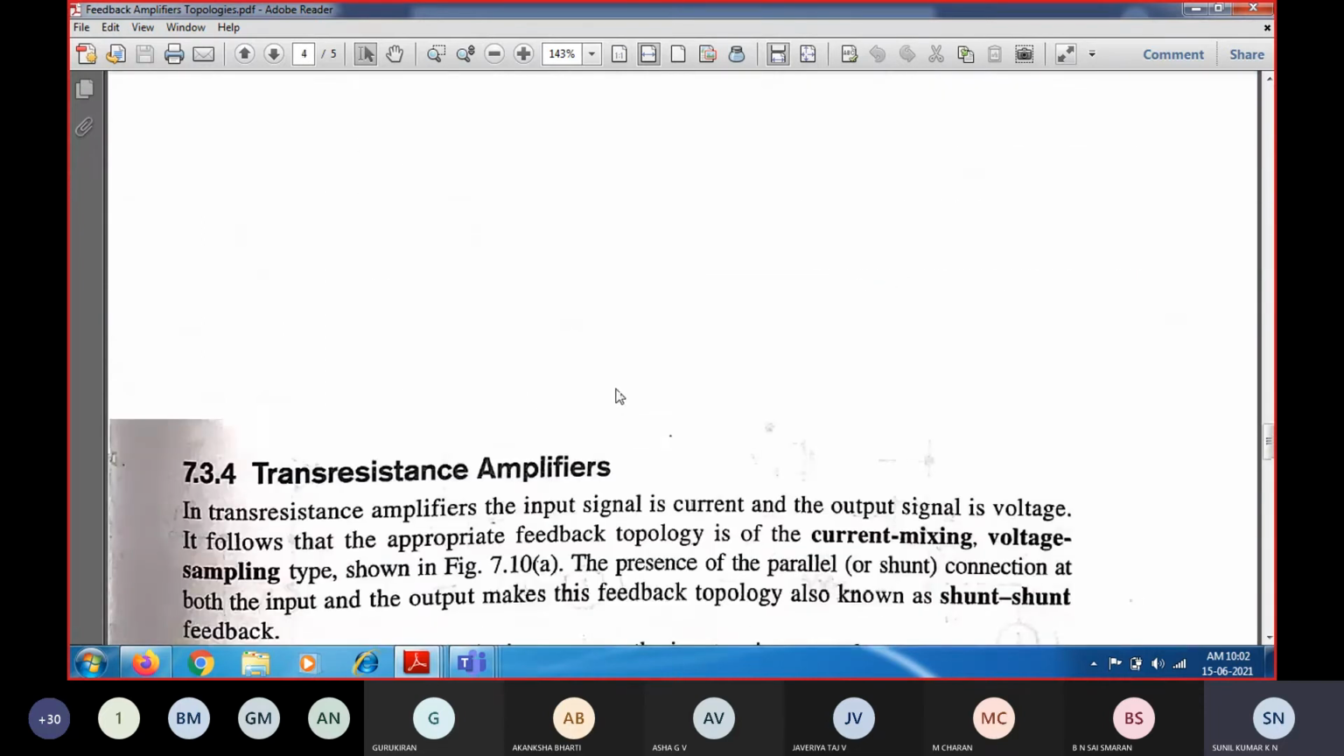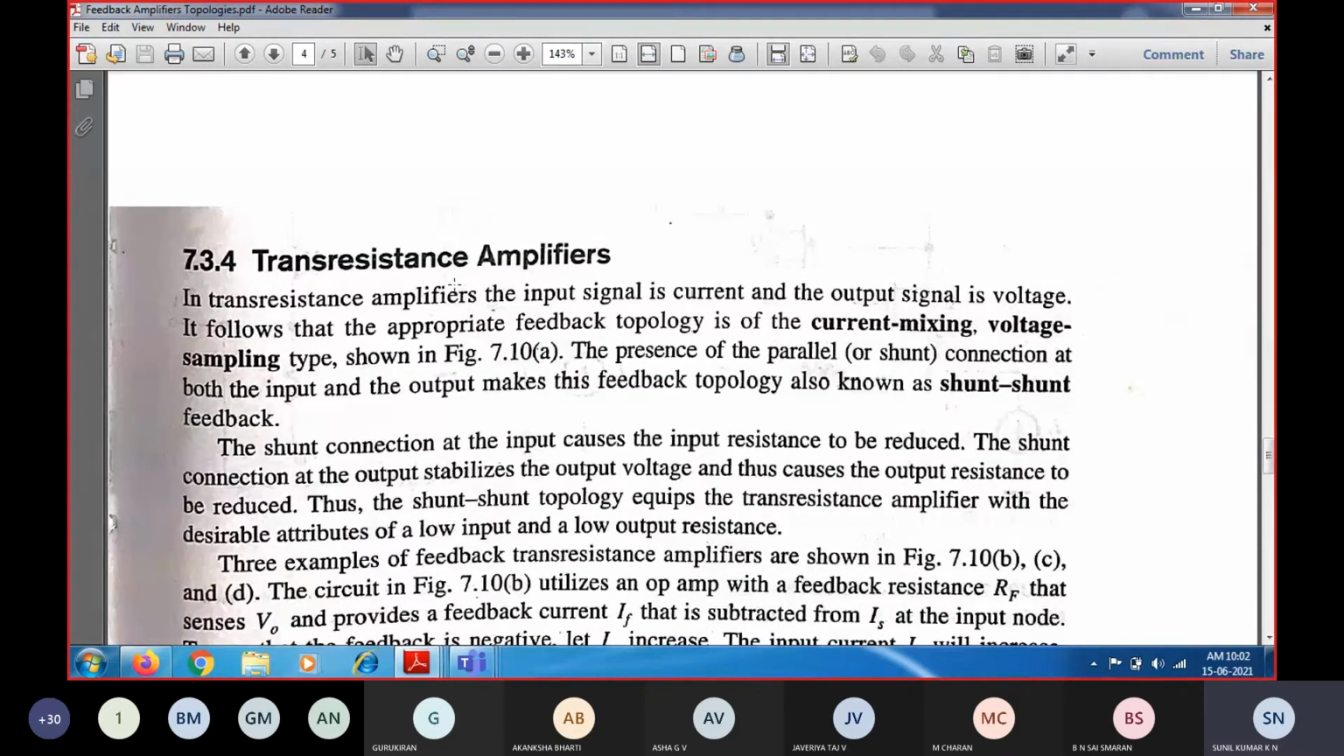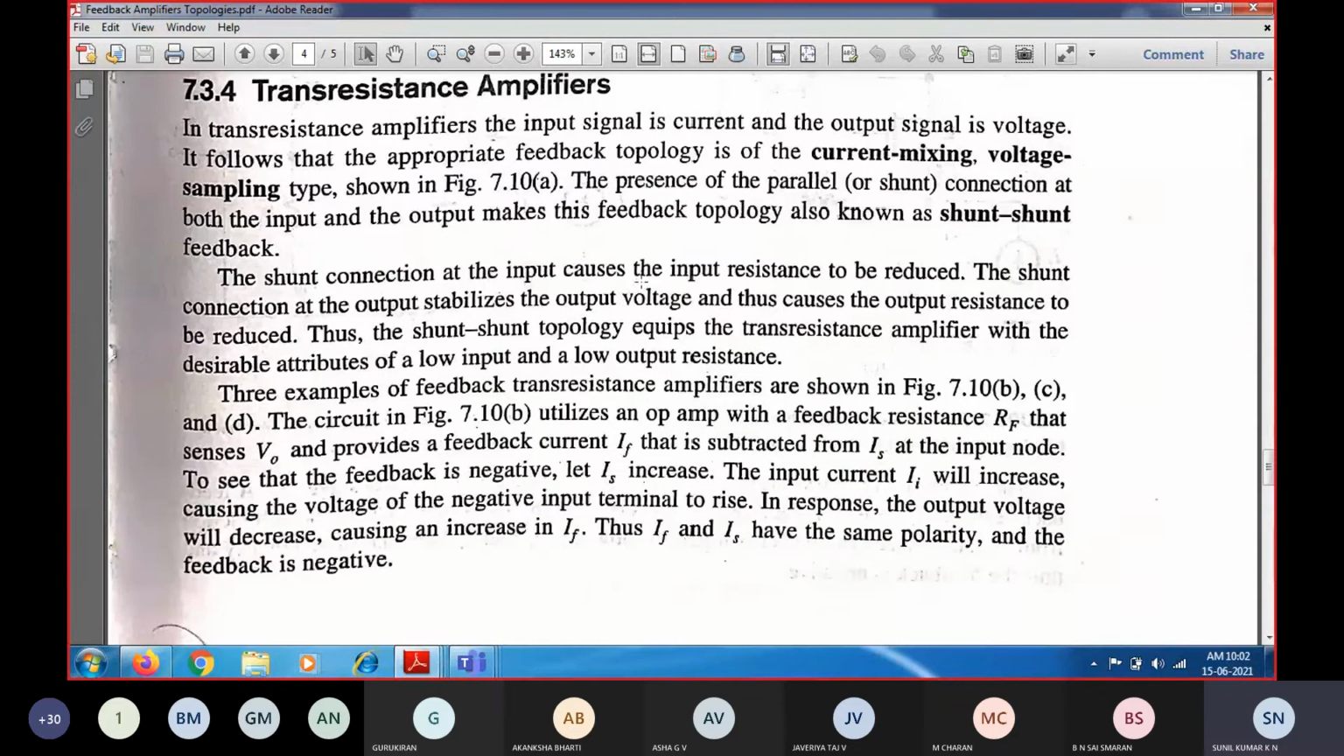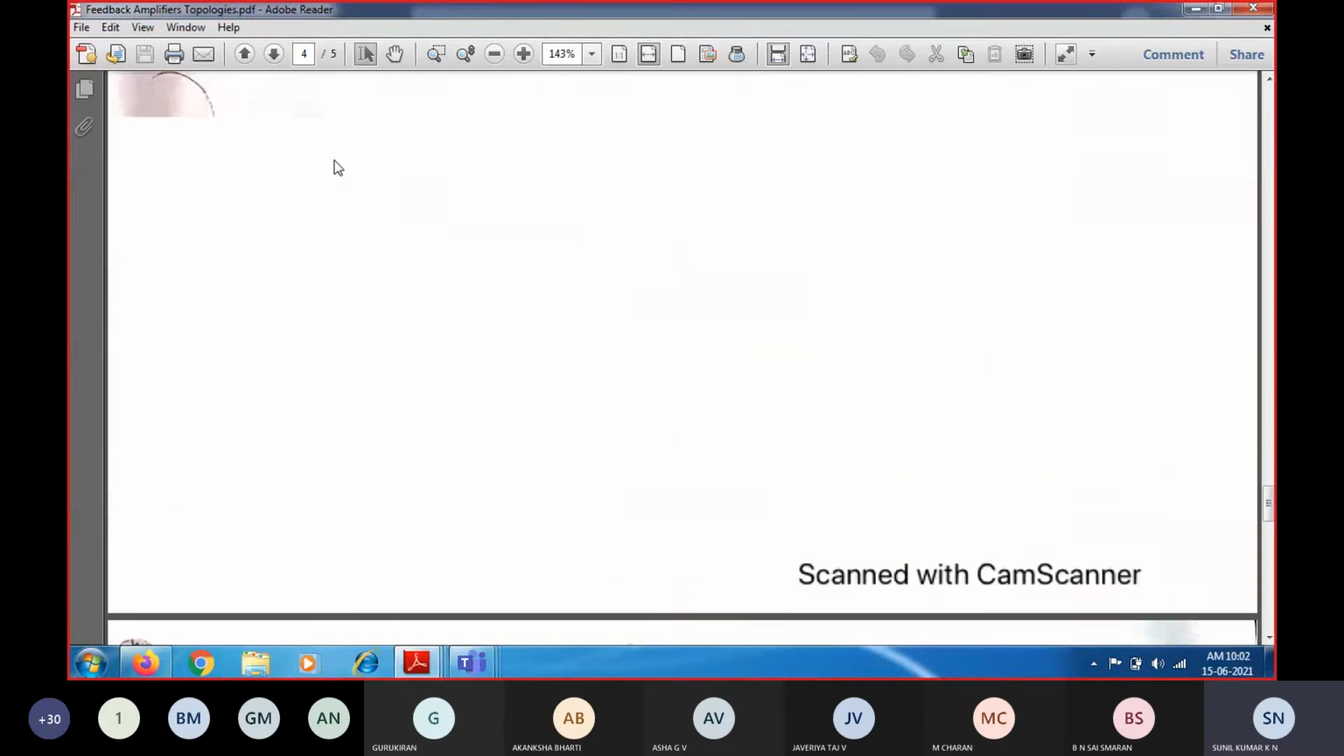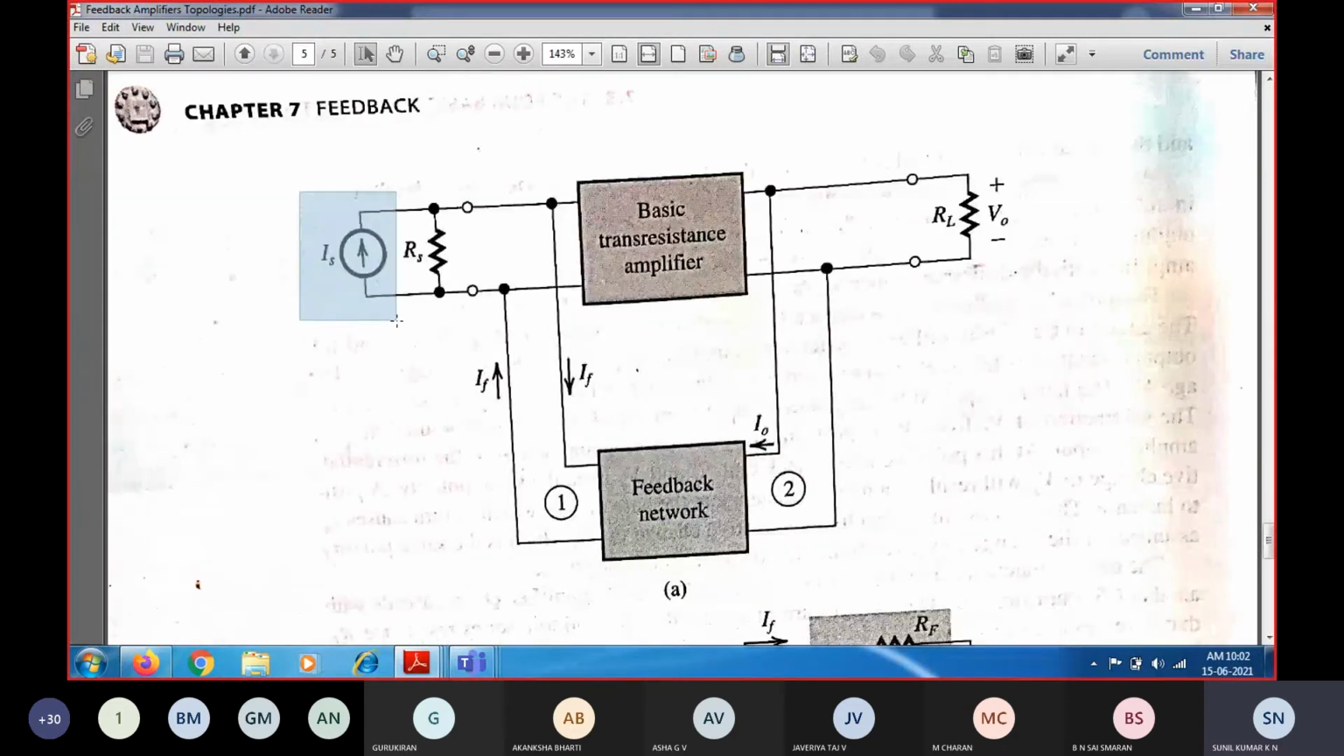And coming to the last topic, that is the type of amplifier, the transresistance amplifier. In this transresistance amplifier, current will be the input and voltage will be the output.